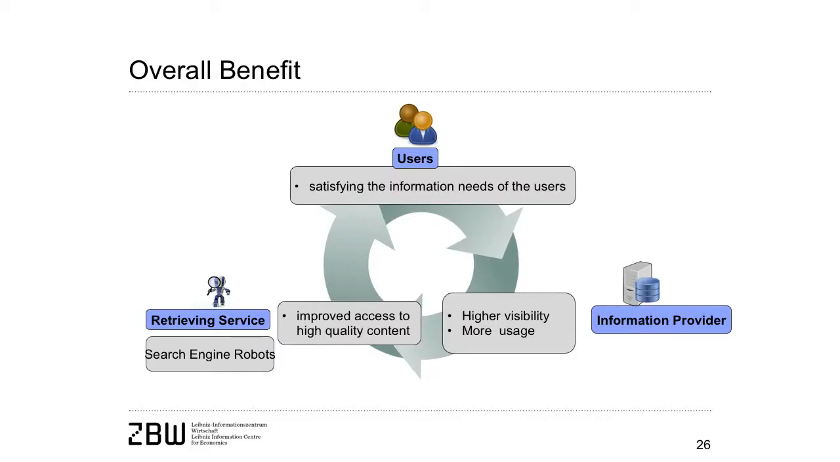Secondly, for us the benefit is we get even higher visibility and more usage, because now the crawlers can also access our database. And of course, we can satisfy the user needs, because users often start querying with Google, Yahoo, Bing, and all these tools which have defined the schema.org standard. Why are they satisfied? Because they get more information from the deep web of the EconBiz database.